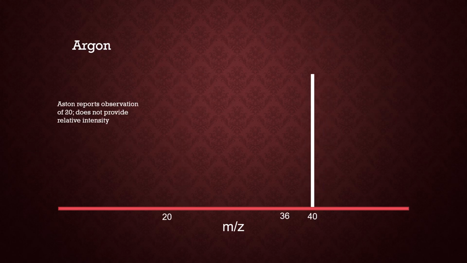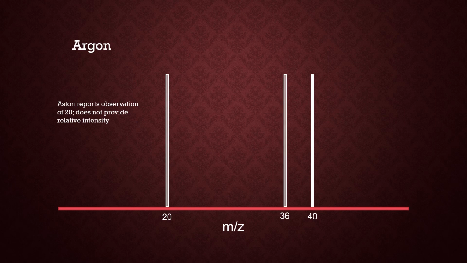Argon is heavy, and it's also good for looking at the mass spectrum in the case of Aston's spectrometer. So he sees an intense line at 40. He also gets a weaker, less intense line at 20, so that is probably the +2 ion. And he also sees a weak line at 36.